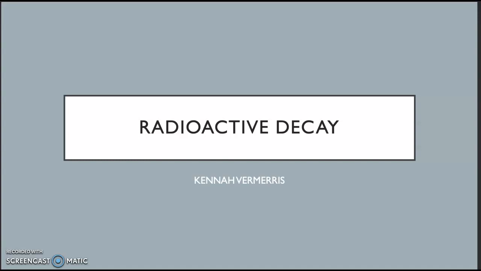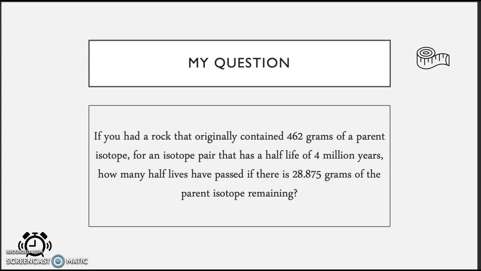This one's going to be on radioactive decay. So my question is, if you had a rock that originally contained 462 grams of a parent isotope, for an isotope pair that has a half-life of 4 million years, how many half-lives have passed if there is 28.875 grams of the parent isotope remaining?